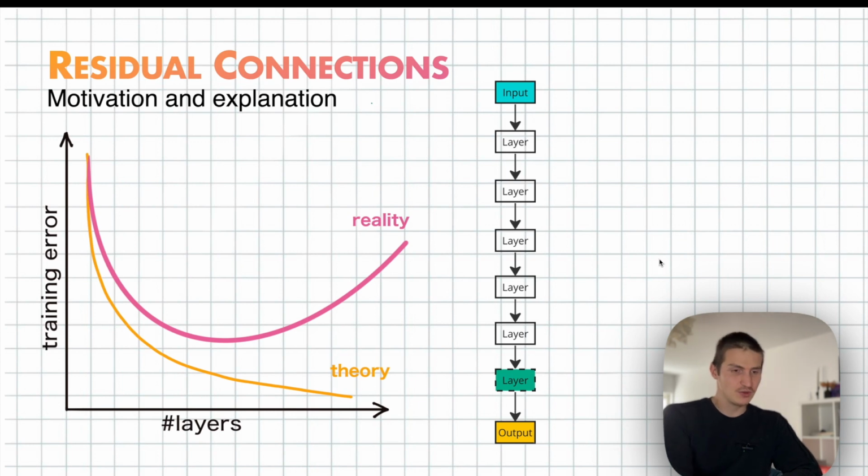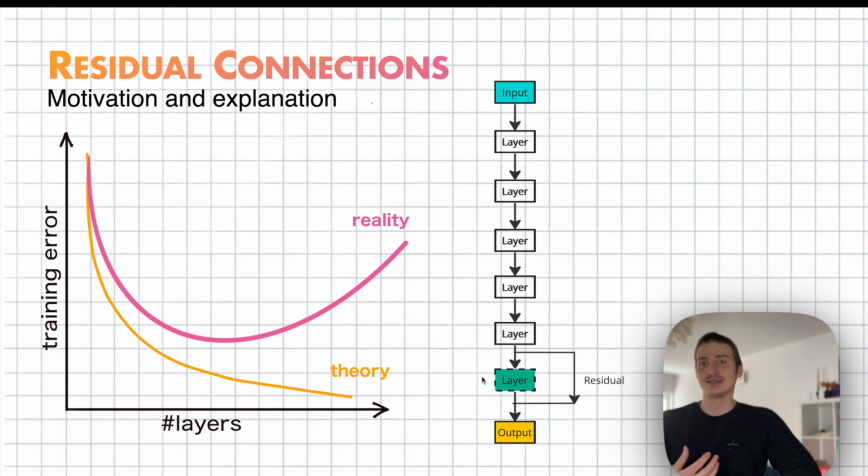So what residuals do, they basically add this identity transform explicitly. They say that we added this layer, we added the residual connection, which makes sure that the network is at least as good as the previous one because there is this direct connection. And then this layer might add some complexity on top of that if it is needed.